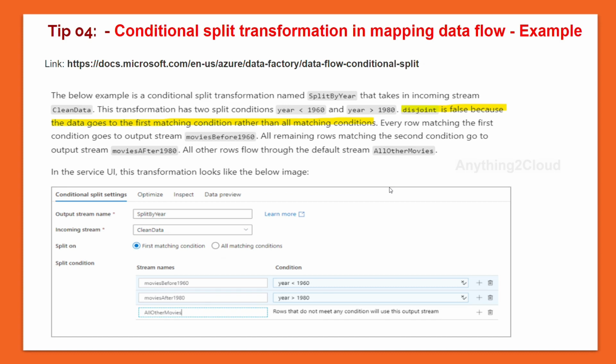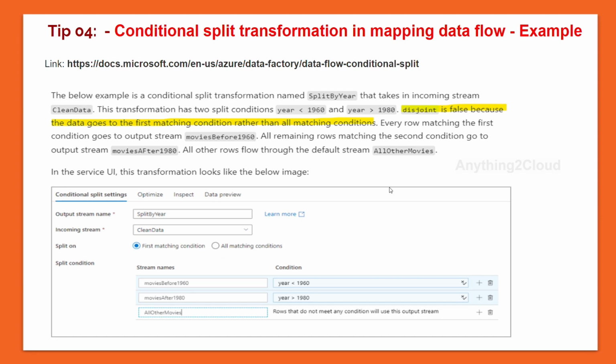If you see the diagram, the split condition is mentioned here: year less than 1960, year greater than 1980, and all other years have to go to the default output stream. And you have conditional split on condition mentioned as first matching condition.